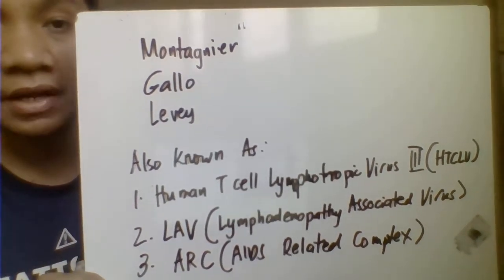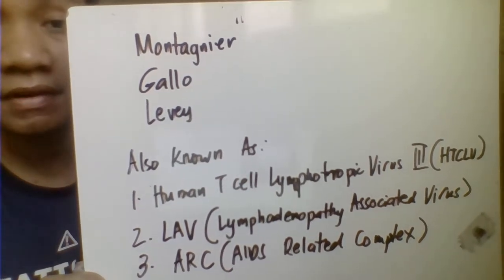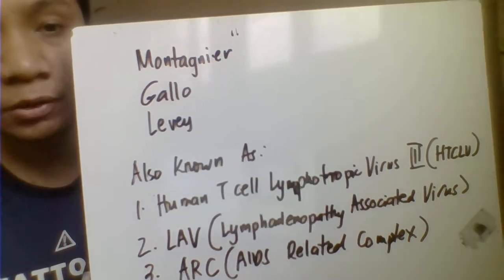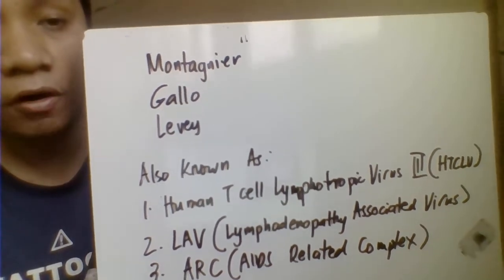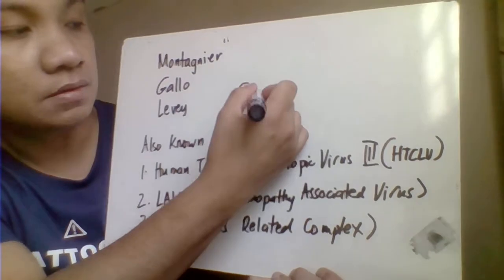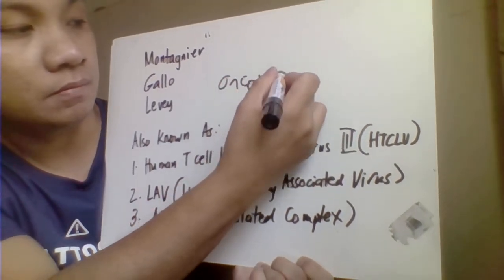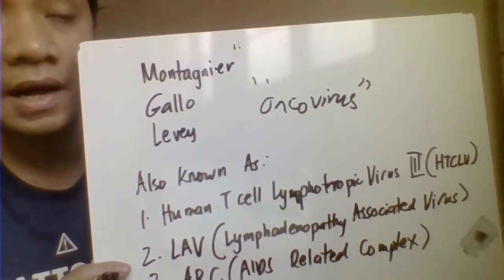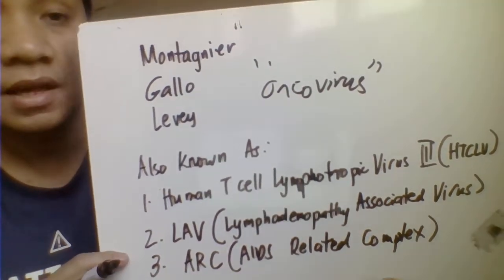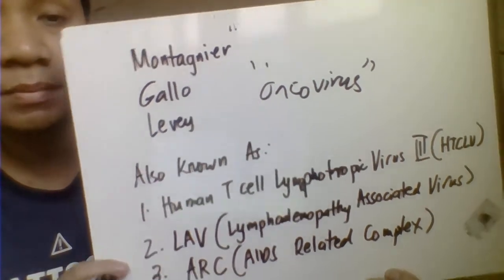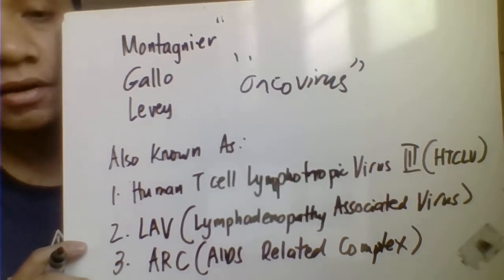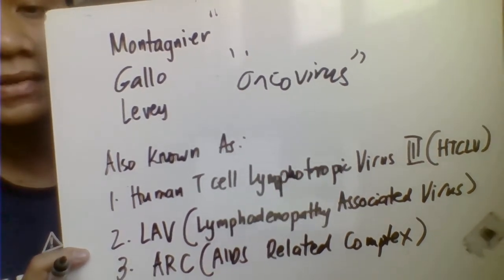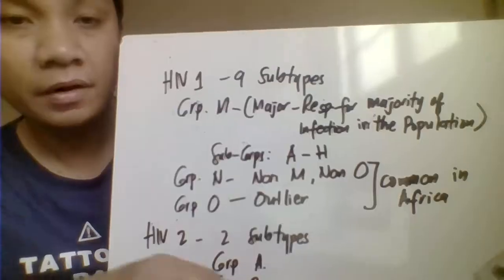Another name for the HIV virus is the human T-cell lymphotropic virus 3. The human T-cell lymphotropic virus 1 and 2 are oncoviruses. When we say oncovirus, they are causing cancer, they are cancer producing. But the human T-cell lymphotropic virus 3 is responsible for HIV. It is also called the lymphadenopathy associated virus, and we also have the AIDS-related complex.